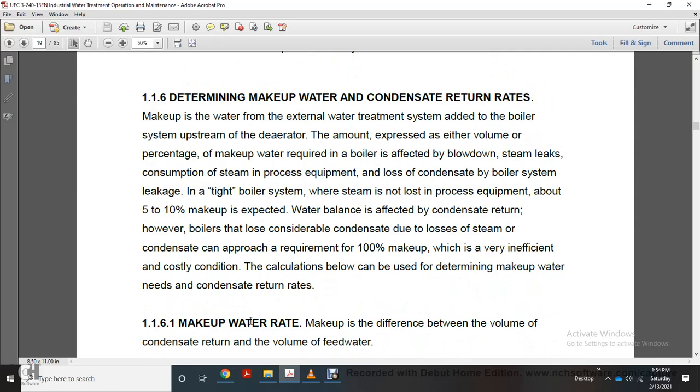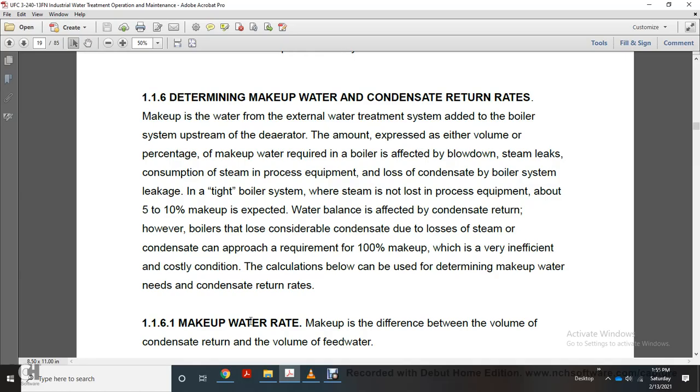The makeup is determined from the condensate return rate and the makeup to the boiler with the external water treatment system upstream of the deaerator. The amount of makeup required by the boiler is affected by blowdown, steam leaks, steam consumption by process equipment, and condensate loss in the boiler system. Expect 5 to 10% makeup with an effective water balance and condensate return. If half the condensate from the boiler is lost, considerable makeup is needed due to the loss of steam and condensate.